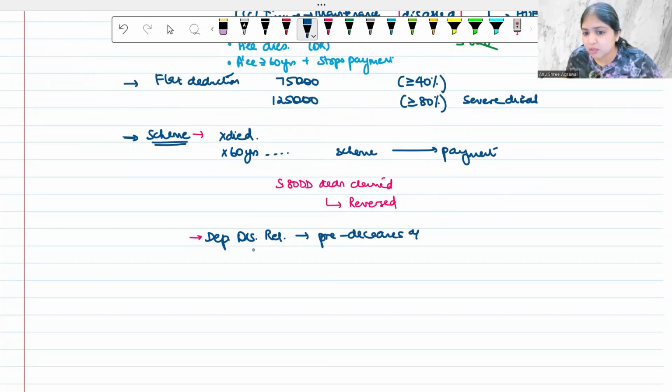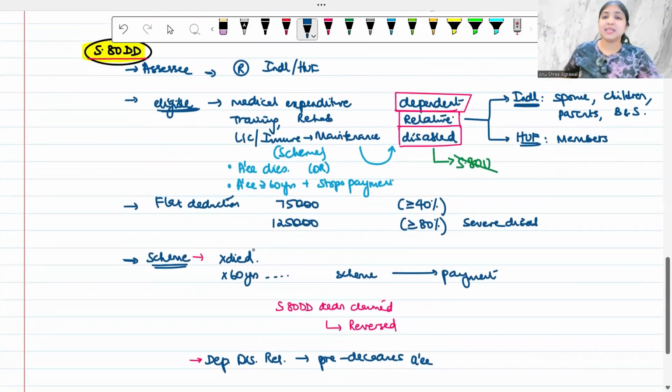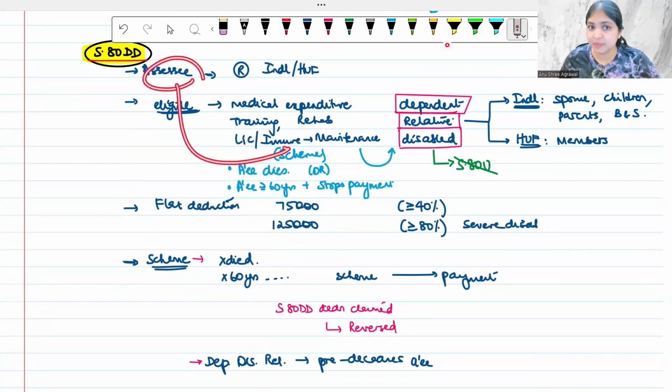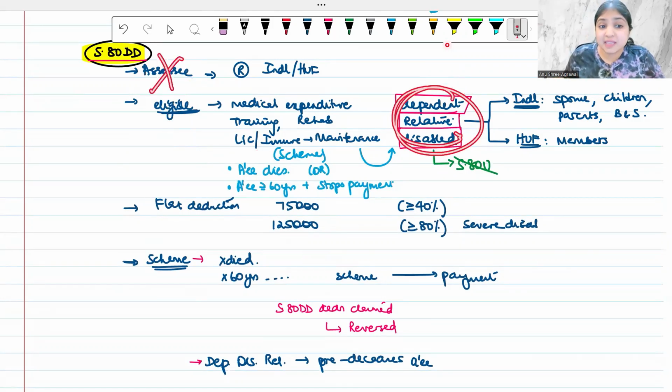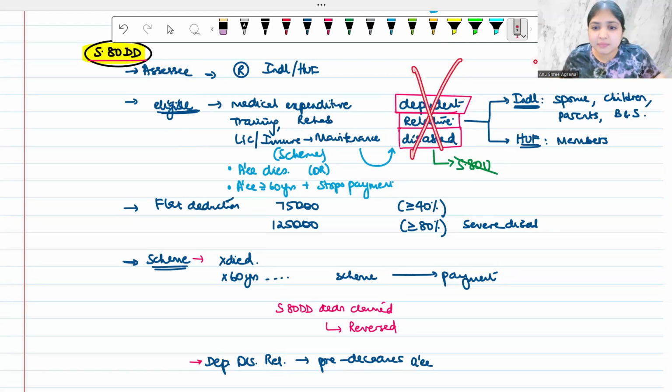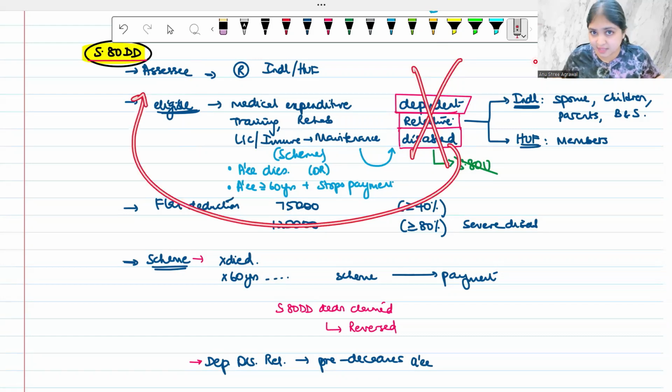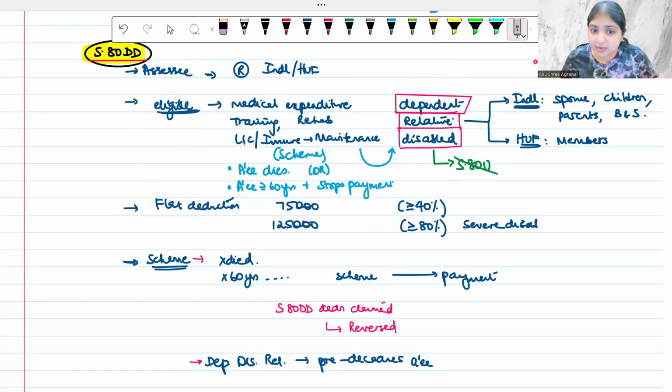So basically what I'm talking about is a situation where the assessee kept making contributions to the scheme, thinking that after my death, the scheme will help the dependent disabled relative. But the assessee has not died yet. The assessee has not died, but the dependent disabled relative is dead. So the dependent disabled relative has predeceased the assessee. Now, don't you think the scheme has become pointless now?